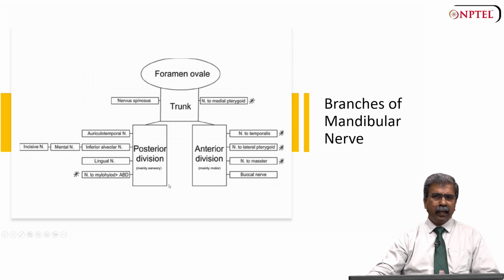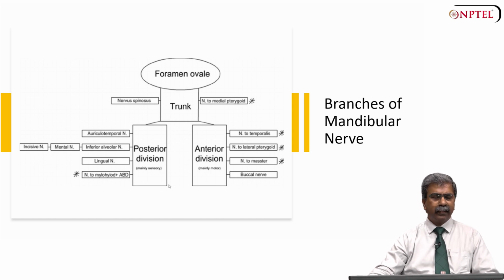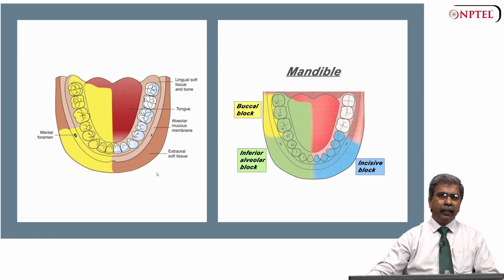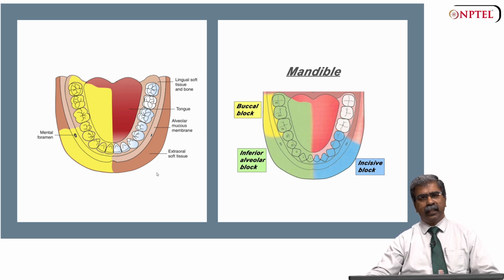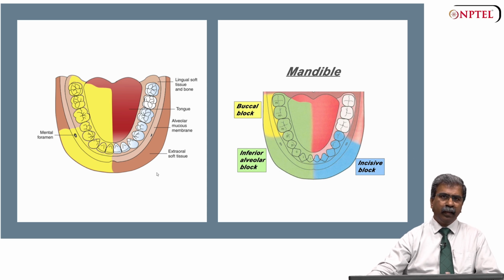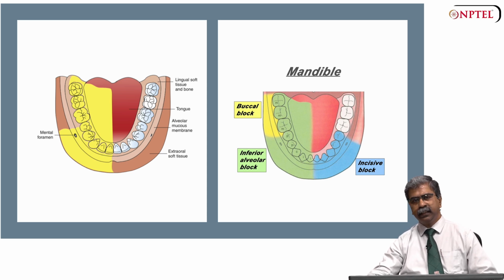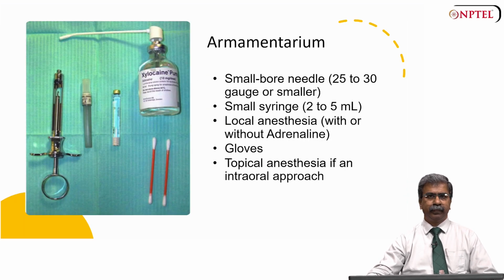So what is the clinical relevance? Understanding this anatomy of the mandibular nerve is very important for effective local anesthesia techniques, particularly for procedures involving the lower jaw. As you can see here in the image on the right, the area is anesthetized by giving the various techniques: the long buccal nerve, which is shaded in yellow, the inferior alveolar nerve block, which is shaded in green, and the incisive or the mental nerve block, which is shaded in blue.